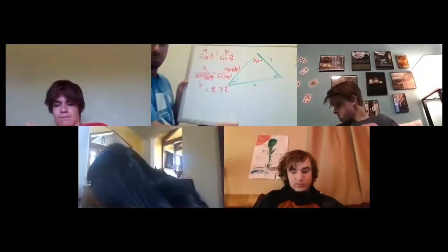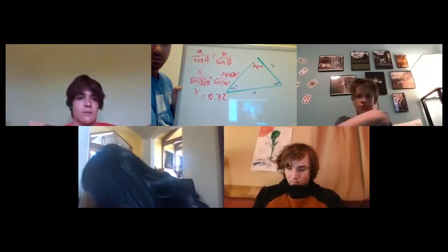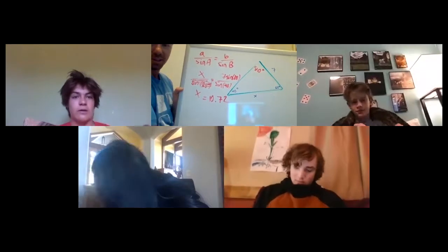So let's type that in here. 7 sine 80 over sine of 40. I'm getting 10.72. Yeah. How are we feeling about that?